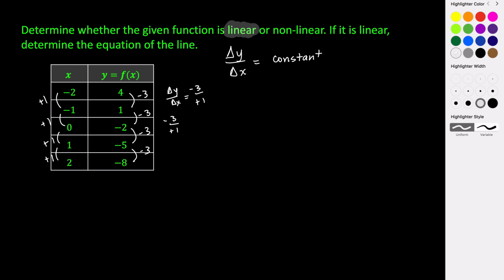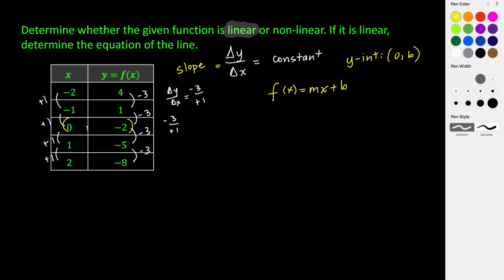It's linear. So now we need to write our equation. How are we going to do that? Well, this change in y over the change in x is just the slope, or our average rate of change for this function. So we know the slope. So to write our equation, f of x equals mx plus b, all we need now is our y-intercept. But if you remember, y-intercepts have the ordered pair (0, b). So do we have an ordered pair with an x-coordinate of 0? Why, yes, we do, right here. So our y-intercept is (0, -2).